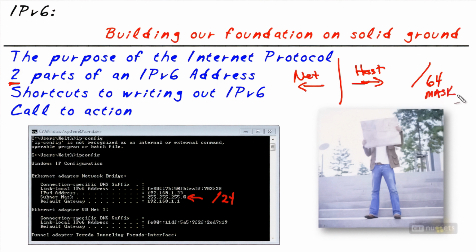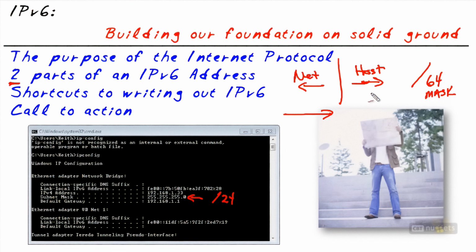So Keith, wait a second. Let me make sure I have this straight. You're saying that an IPv6 address has two parts. It's got the network portion on the left, the host portion on the right, and the mask going from left to right identifies how many bits are being used for network, and whatever's left over is being used for host. Yes, that's it. That's exactly it. Piece of cake. We're done for the day.